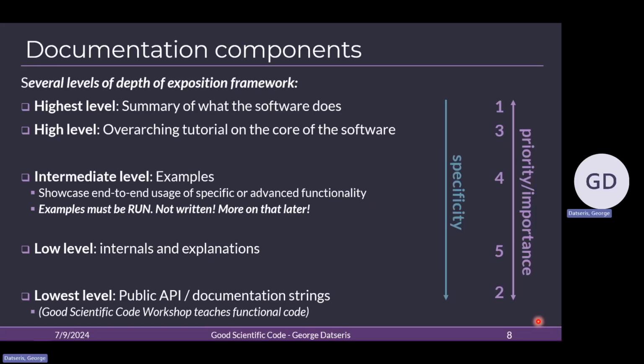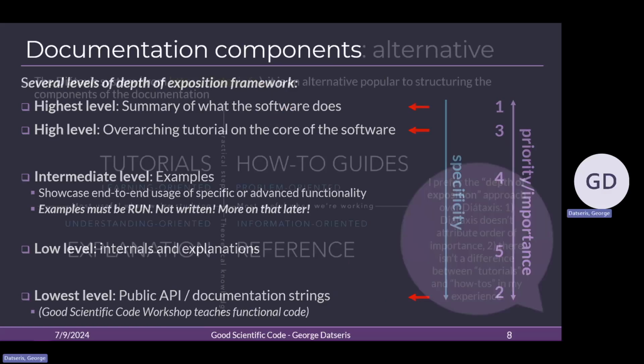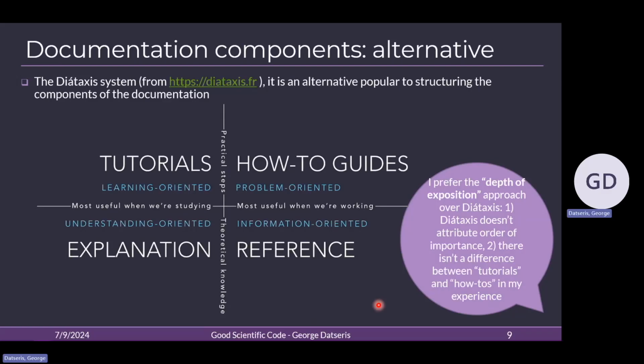So this is what we will learn in this workshop. We will only learn the first 3 levels of priority. We don't have time for everything, right? There is an alternative to this depth of exposition that is called the Diataxis, which is very similar in spirit. The reason I prefer the depth of exposition is because with the Diataxis framework, there is no order of importance. So you have a finite time and you need to prioritize what you will write.